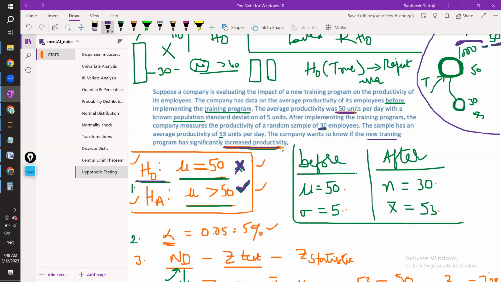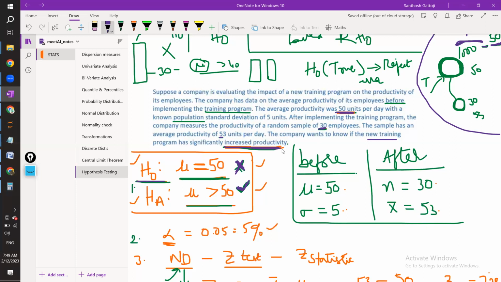He's giving a sample, but asking for the overall population, because he's not asking about the sample. For the sample, he's only saying, I took a sample and that sample productivity is increased to 53. He's saying, okay, but based upon the sample, tell me whether the new training has increased productivity overall for the population. Getting it? Any confusion, guys? Anywhere you got confused, Sirisha, Meghana?